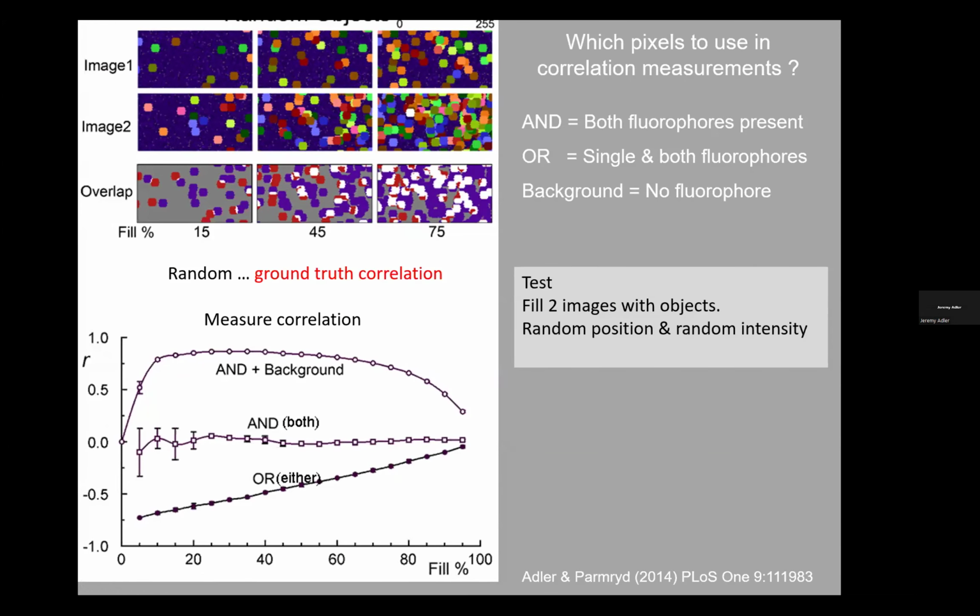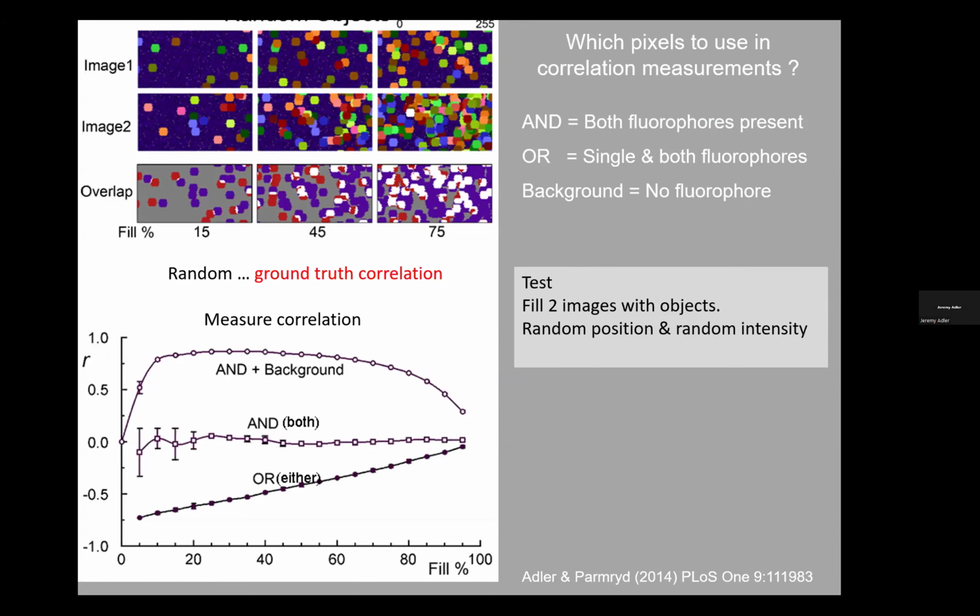One of the important questions in measuring correlation is, which pixels should I use? The critical question is, should I include pixels where neither fluorophore is present? Should I include pixels where one fluorophore is present, but the other one is not?